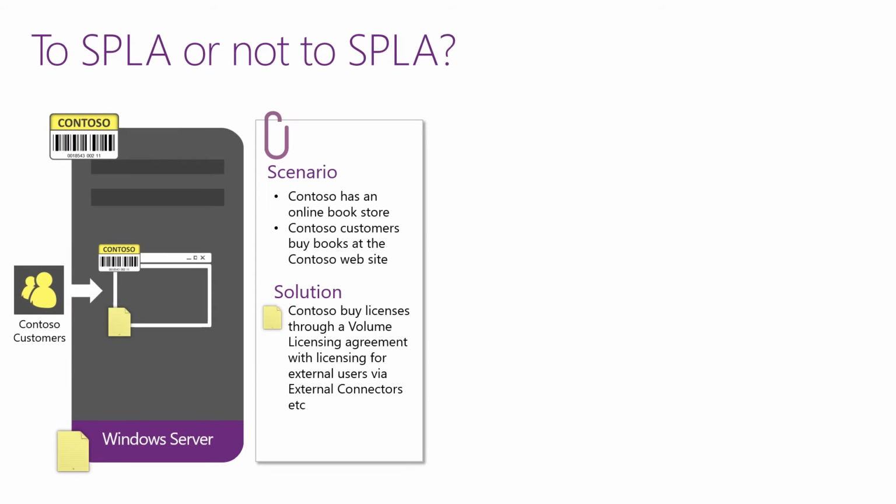On the left-hand side of the diagram, you can see Contoso, of course, who are a company who have set up an online bookstore where their customers come and buy books. Now, how should this be licensed? Well, Contoso's customers here are their external users, and so Contoso can license this situation through a volume licensing agreement and buy licenses such as external connector licenses to license those users.